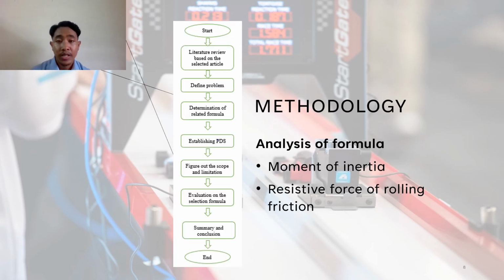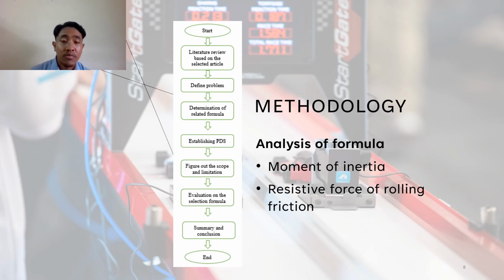Next, we go for the methodology. This is the flowchart for my final year project. The first one is start. Next is the literature review based on the selected article. Next is defining the problem of the project. Then, determination of the related formula. Next is establishing the PDS. Next is figuring out the scope and the limitation. And next one is the evaluation of the selected formula. Last is the summary and conclusion before we meet the end of the flowchart.